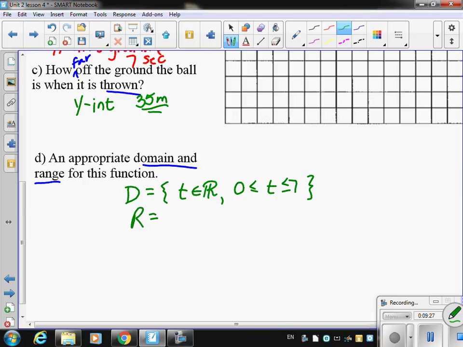The range is the height. The height is also a real number. And it didn't make sense to have a negative height with a ball. And the maximum height was 80 meters. So our range has constraints because it's a real-life question. I'm going to stop the video here and do the second half on another video.